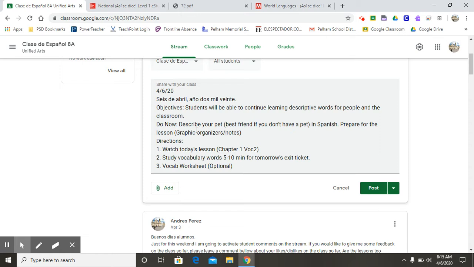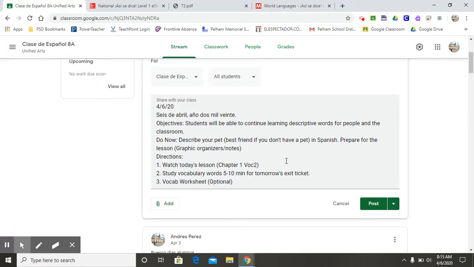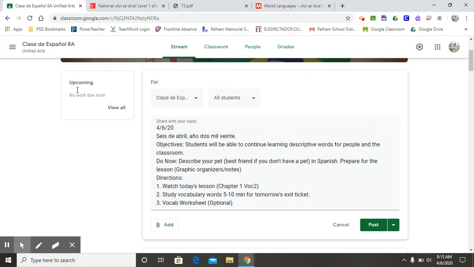Okay? So, with that said, the directions for today. Watch today's lesson. Today we're going to continue chapter 1. This is the second part of the vocabulary. I want you to study your vocabulary words for 5 to 10 minutes because tomorrow you're going to have your first exit ticket. I'm going to post it here so you know tomorrow. I'll explain it more tomorrow, but basically at the end of tomorrow's lesson, I would like you to take your first formative assessment.